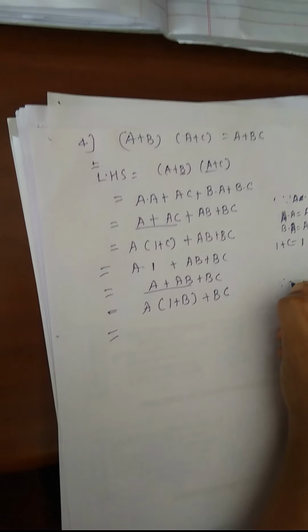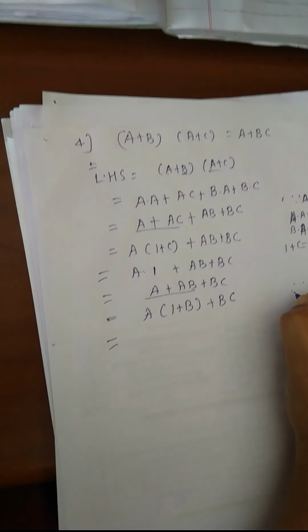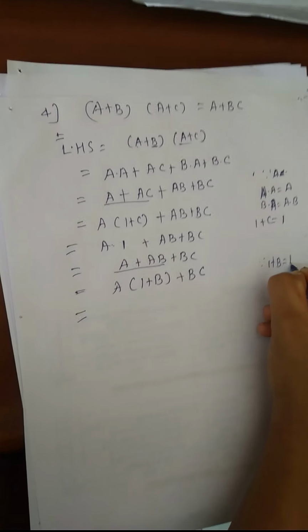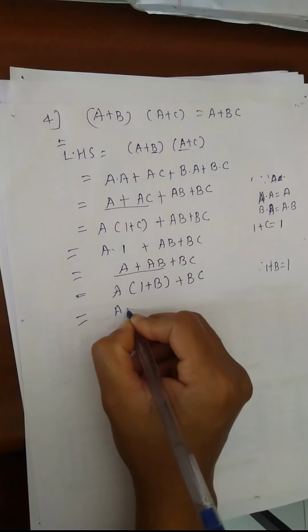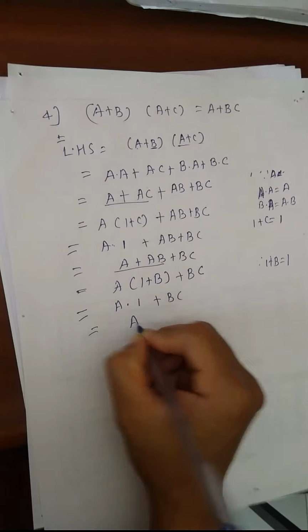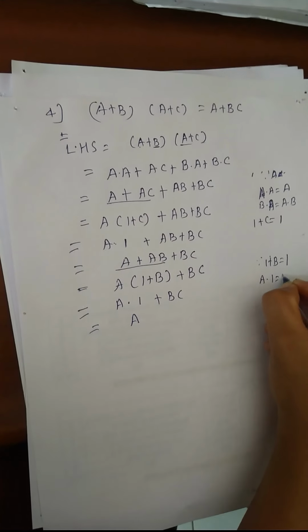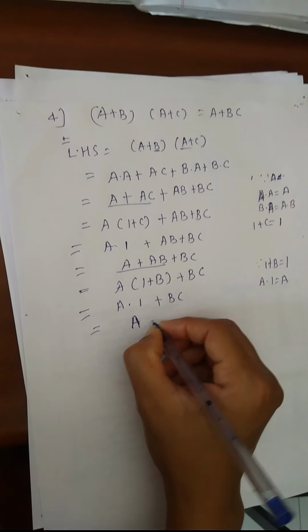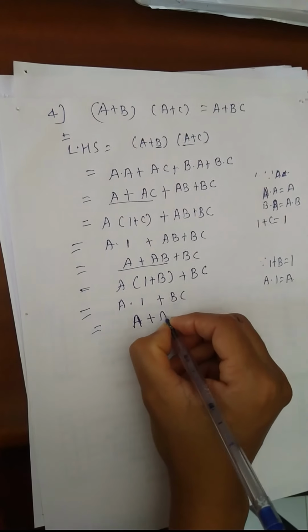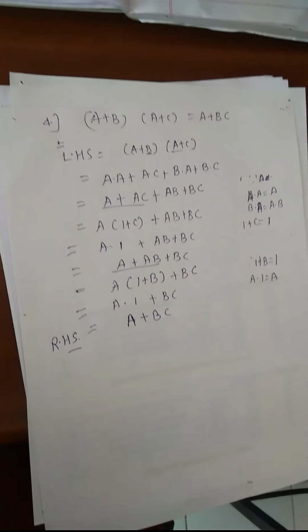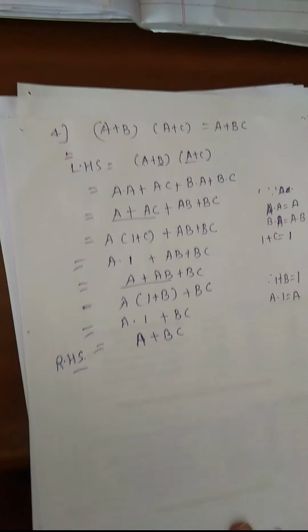Again from these two terms A is common, so A into (1 plus B), plus BC. Since 1 plus B is equal to 1, this term is A into 1, plus BC. By the AND law, A into 1 is equal to A, so this term is A plus BC. This is LHS is equal to RHS, as we represented.